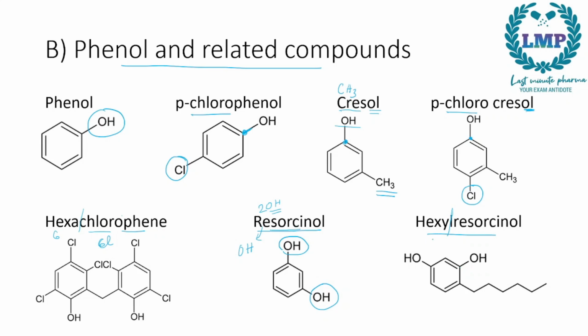Hexyl resorcinol, hexyl means 6 and a resorcinol group. So resorcinol you draw first. Then according to the para position of the hydroxyl group, we will have a hexyl chain, that is a 6-membered chain.